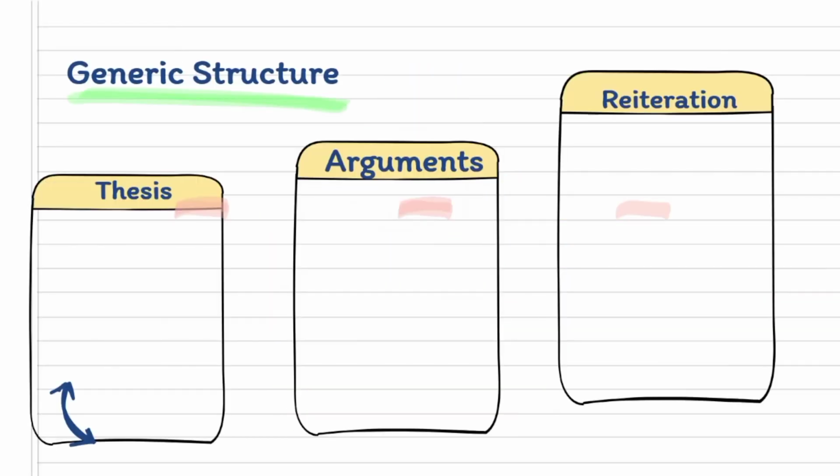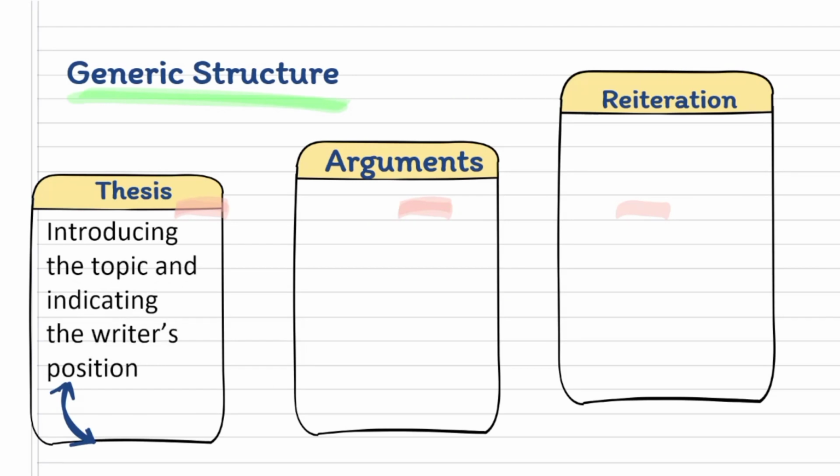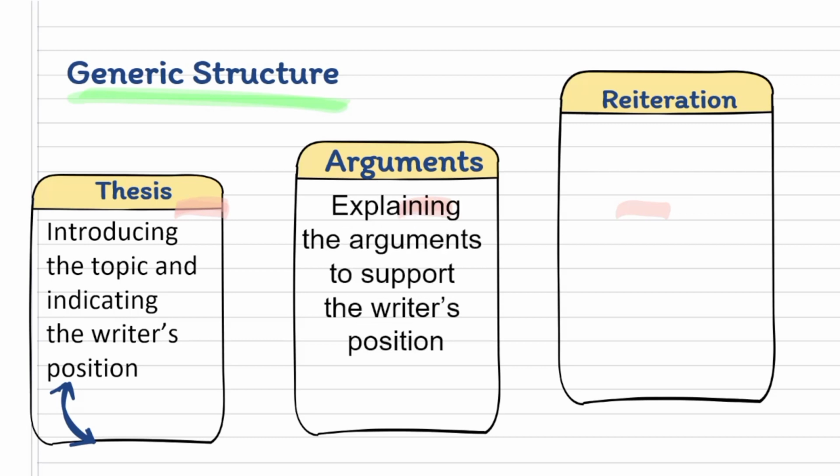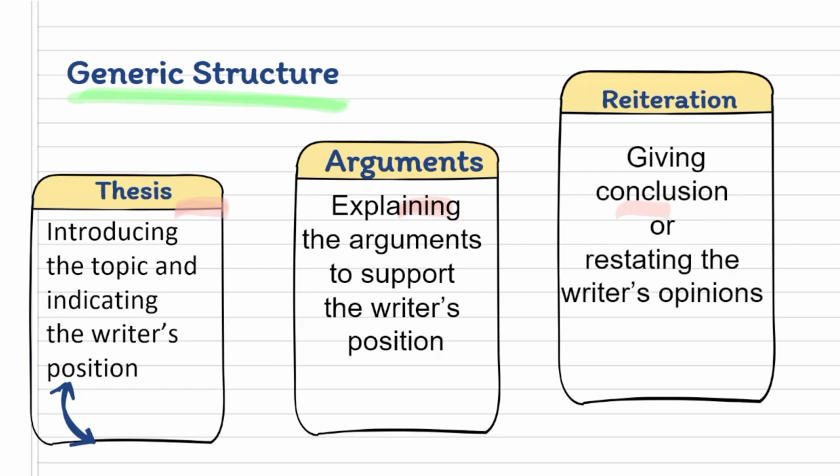And generic structure. The first is thesis. What is thesis? In thesis, the writer introduces the topic and indicates the writer's position. And then arguments, the writer explains the arguments to support the writer's position, of course. And the last is reiteration. Reiteration gives the conclusions or restates the writer's opinions. Only conclusion, not recommendation.